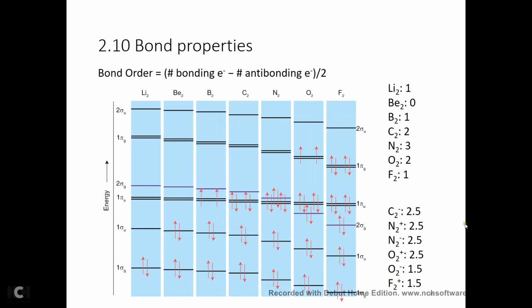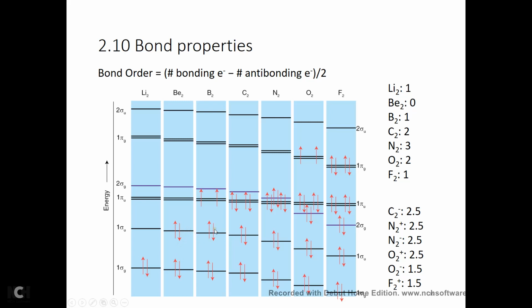Section 2.10, Bond Properties. First, bond order. It's very simple. You count the number of bonding electrons. You count the number of antibonding electrons. Take the difference. And then divide the difference by 2. Therefore, lithium, 2 bonding electrons, 0 antibonding electrons. Bond order is 1. Beryllium, 2 bonding, 2 antibonding, 0 bond order.